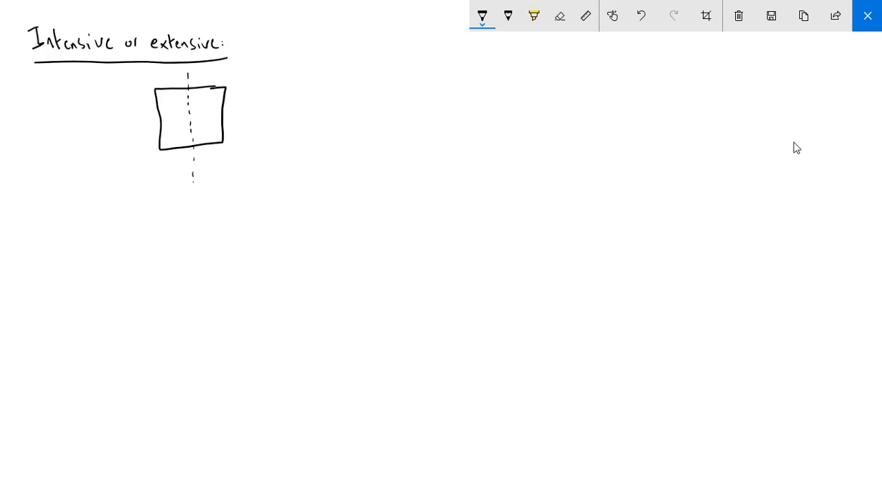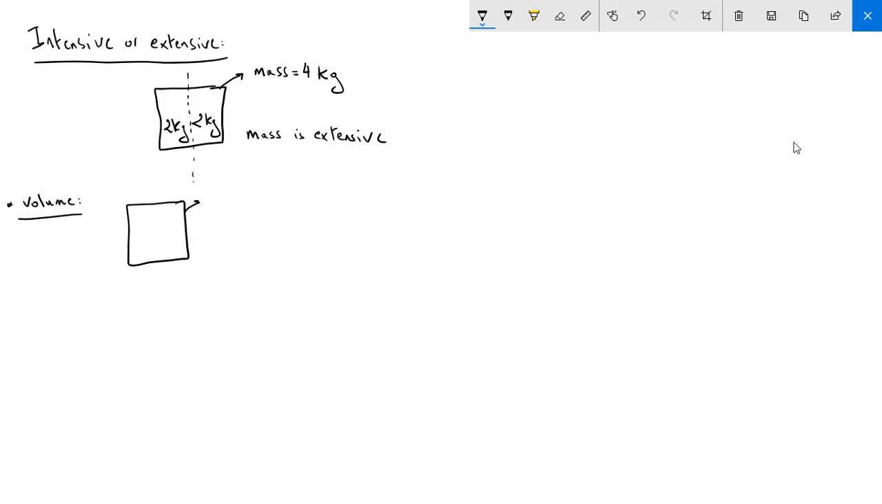For example, let's say we have inside this block a mass of 4 kilograms. If we cut the block in half, to the right we will have 2 kilos, and to the left we will have 2 kilos. So the mass is extensive. Another example, let's say we have volume. A cube has a volume of 4 liters. If we cut the cube in half, the volume will be to the left 2 liters and to the right 2 liters. So the volume is extensive.